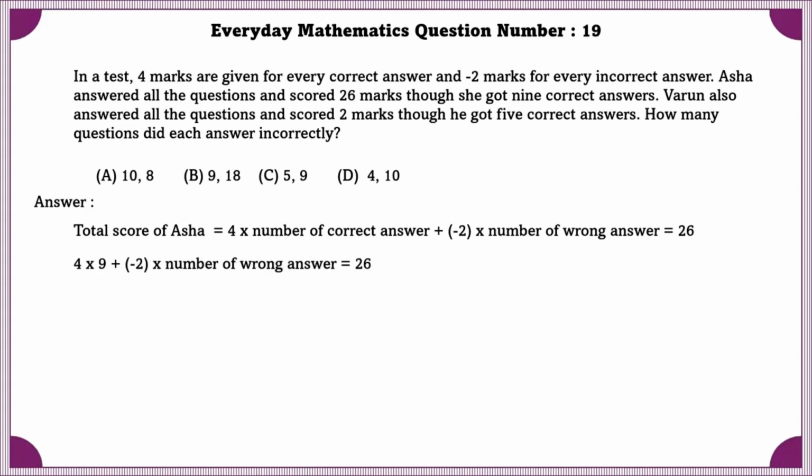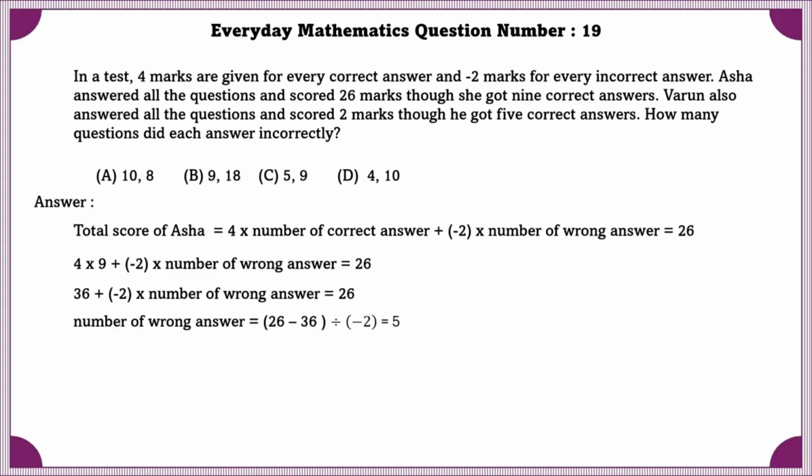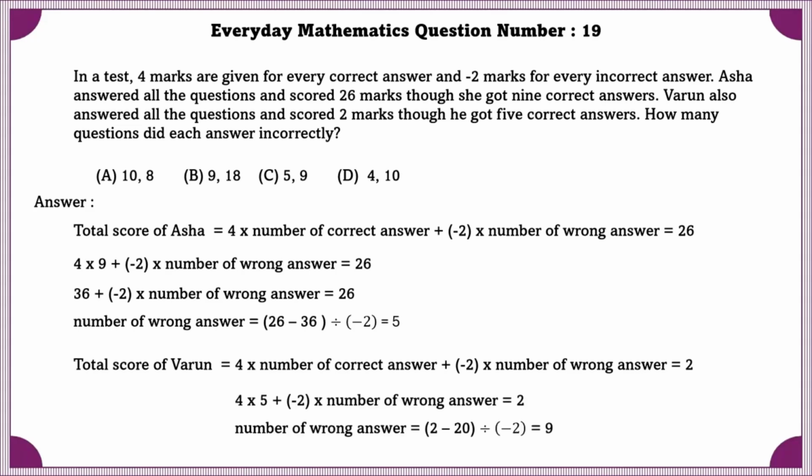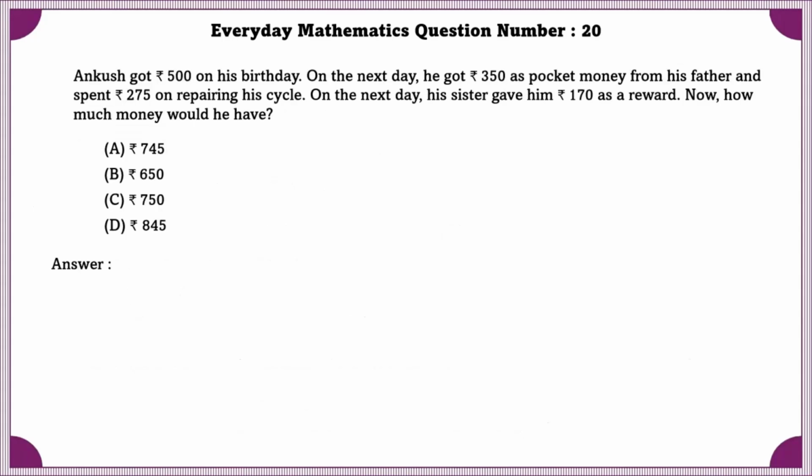Now we know that she scored 9 correct answers. So 4 into 9 plus minus 2 into the number of wrong answers. Since they didn't tell us how many wrong answers she got, we don't know that yet. So we will find out how many wrong answers she got, which is equal to 5. Now the total score of Varun is equal to 4 into the number of correct answers plus minus 2 into the number of wrong answers, which is equal to 2. Similarly, Varun got 9 wrong answers.